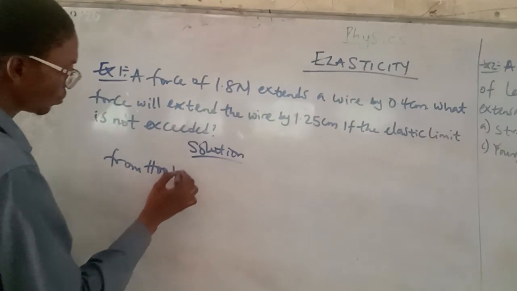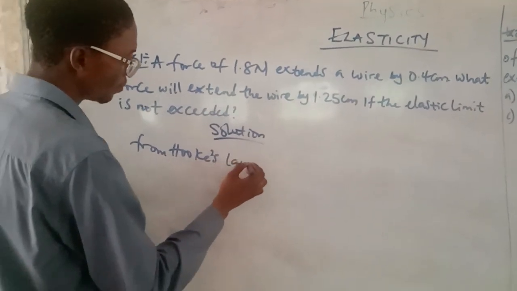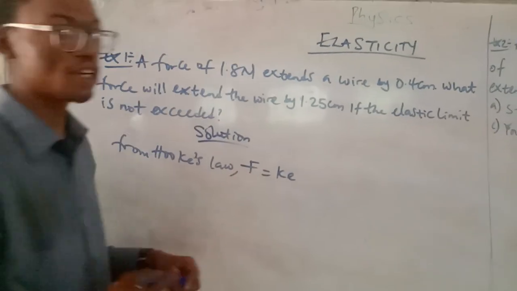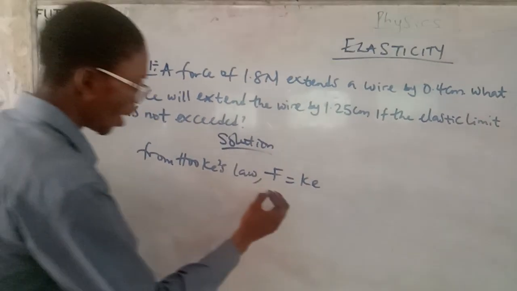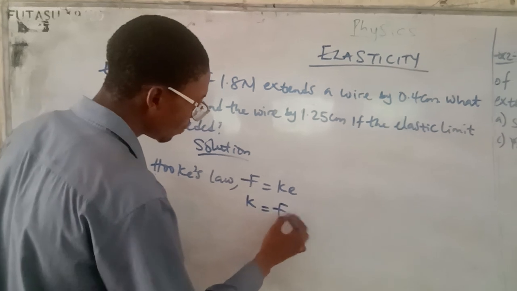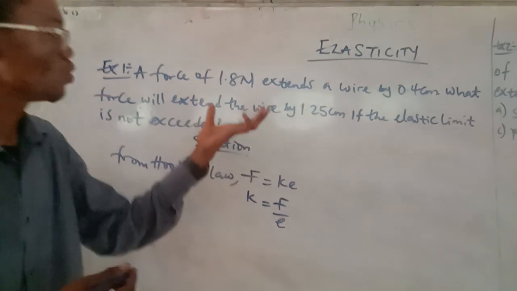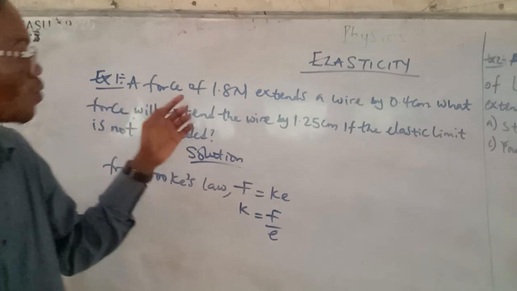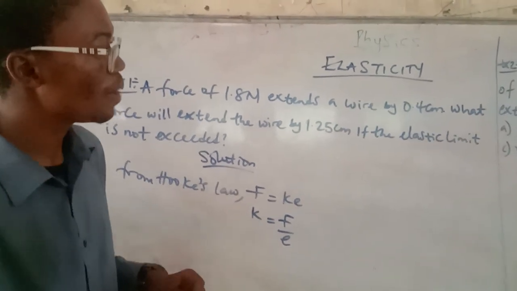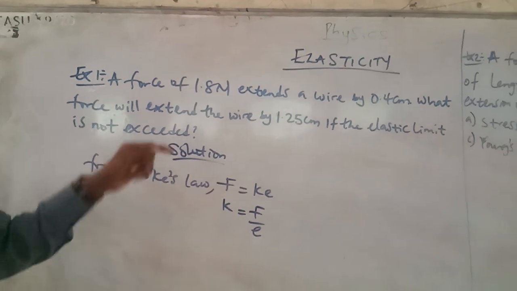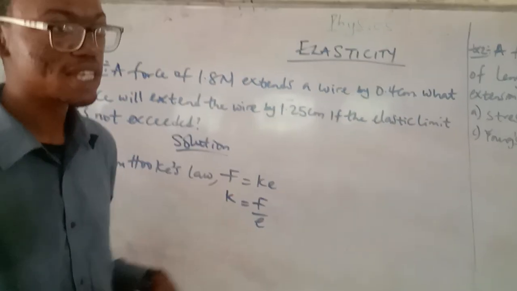Hooke's law. From Hooke's law, we have F equals Ke, if you remember. So K equals F over e. Now looking at it, we are given the first condition that a force of 1.8 Newton extends the wire by 0.4 centimeter. What force will extend the wire by 1.25 centimeter?